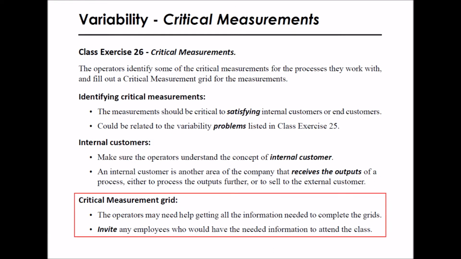In part 2 of the exercise, the operators complete a critical measurement grid for one of the measurements. There is a blank form in the operator workbook. The operators may need help getting all the information needed to complete the grid. Invite any employees who would have the needed information to attend the class.